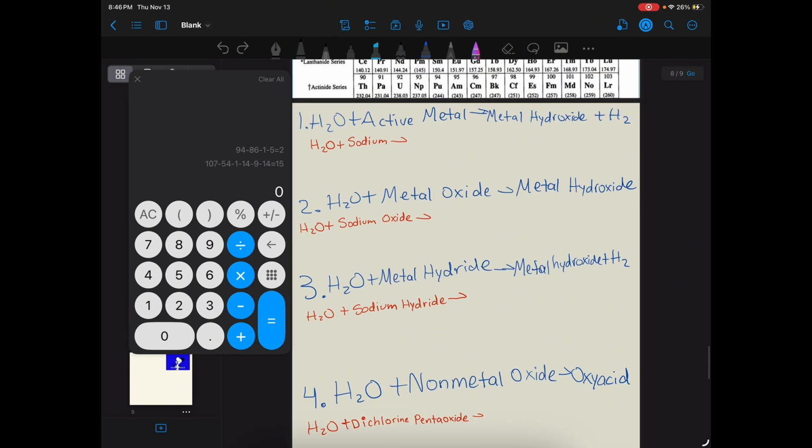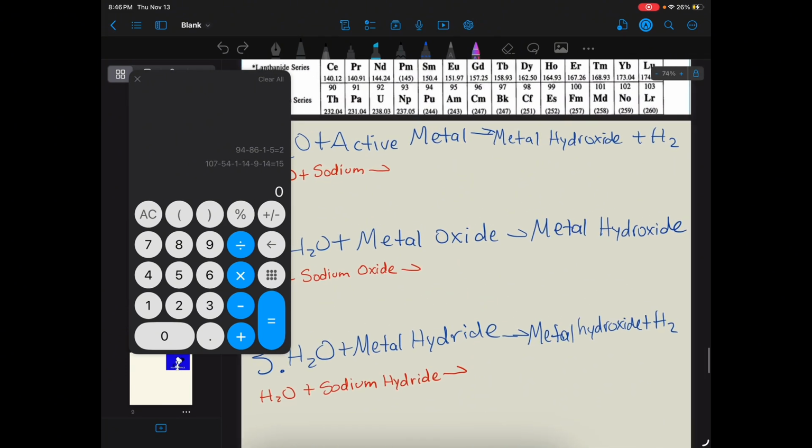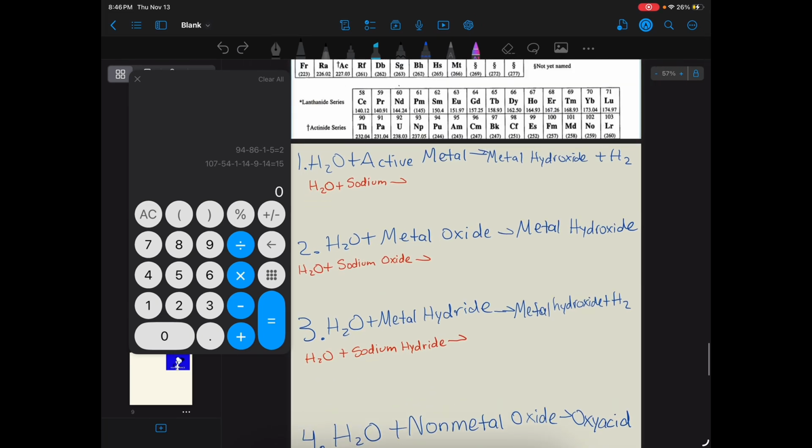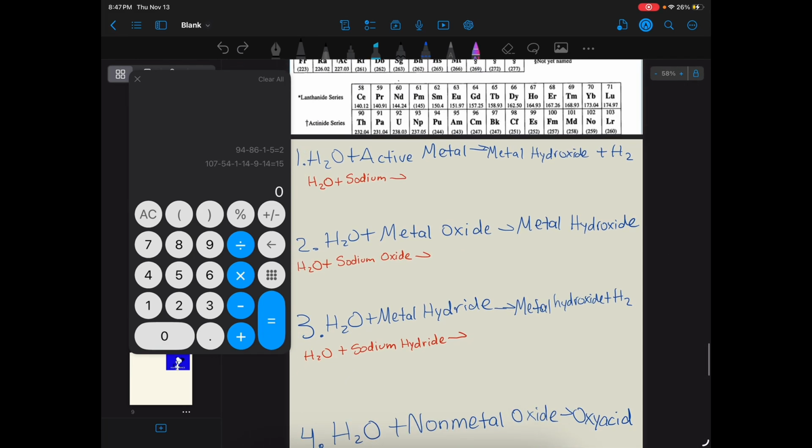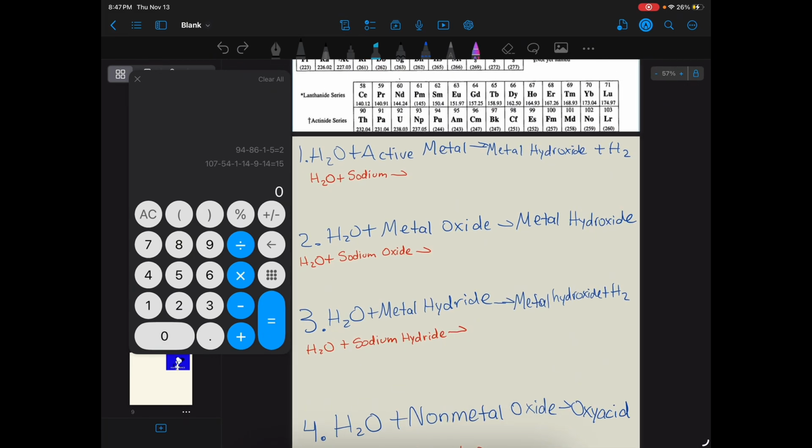Okay, so for these types of problems, we're going to be asked in the form of water plus sodium. He's not going to directly just give us Na. We're going to have to know what that is. So H2O plus sodium can also just be written as H2O plus Na. So what would that produce? That would produce a metal hydroxide. So that would be NaOH plus H2, or 2 hydrogens.